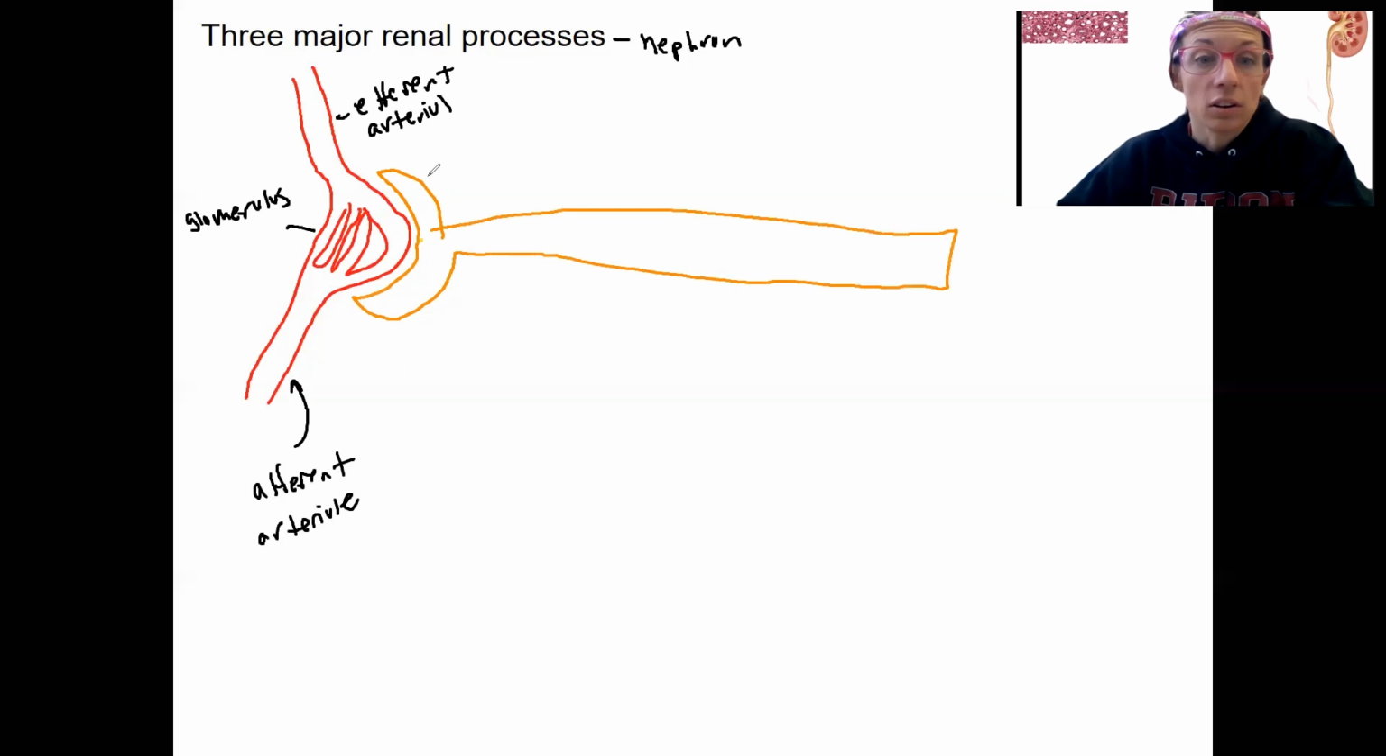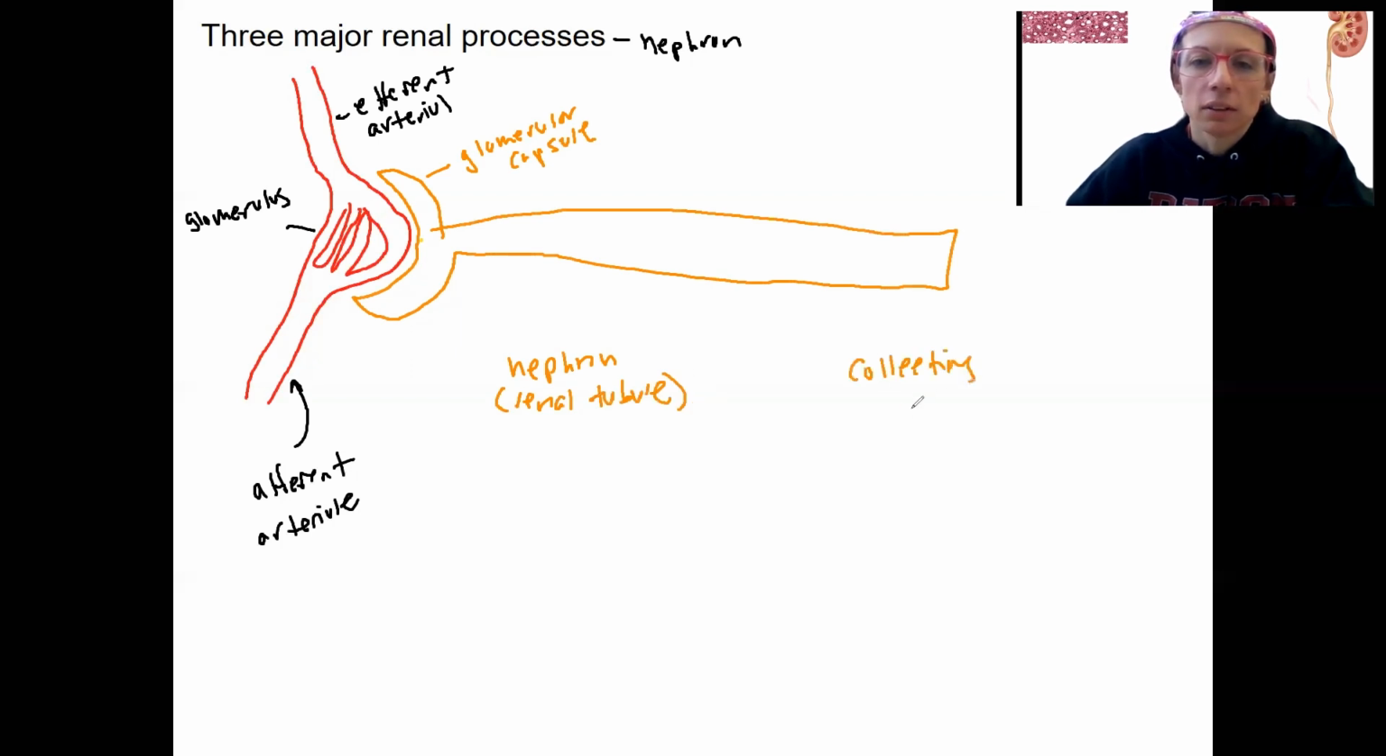This is our glomerular capsule. We've got our nephron, renal tubule, and then our collecting duct. So the three processes that are going to occur in this structure here, simplified in this image.